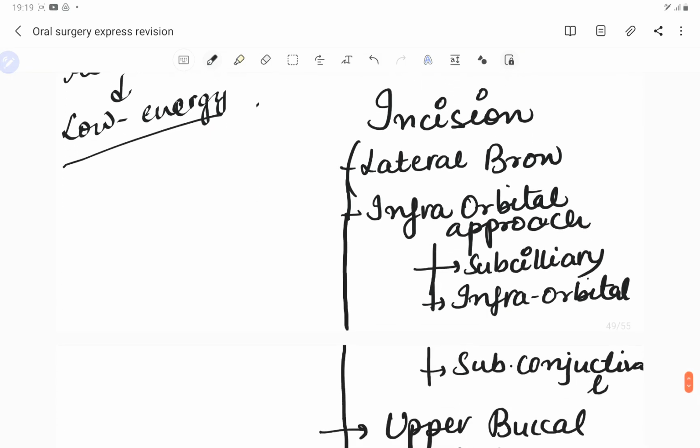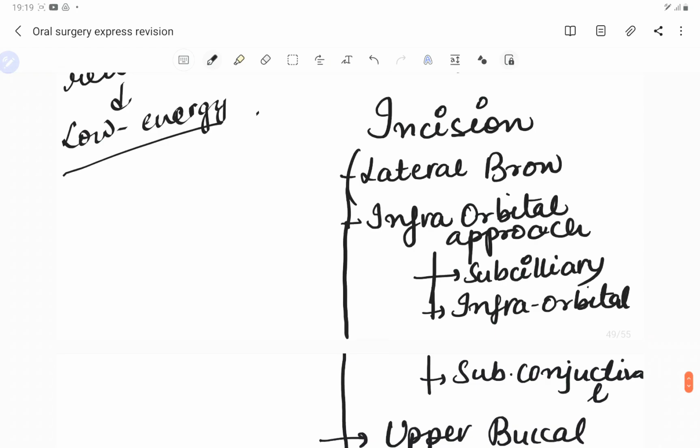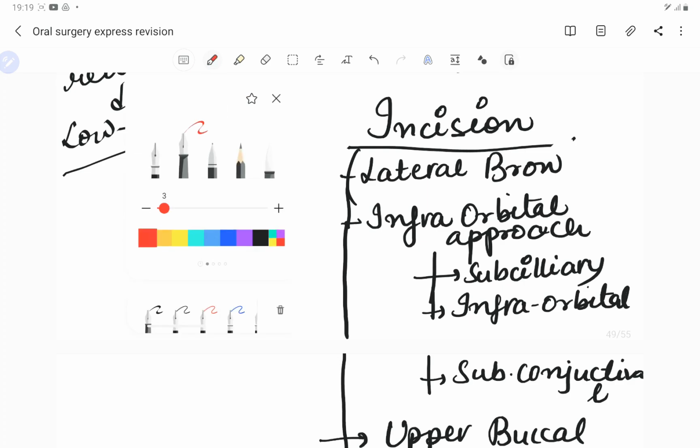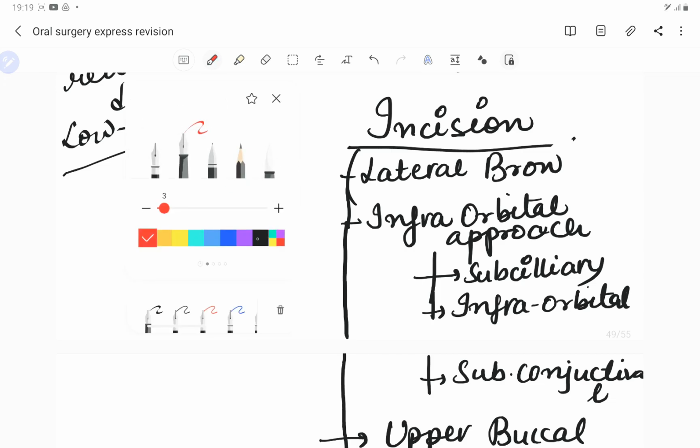Then, guys, after a few weeks, we go for internal fixation. So we do the incision for internal fixation so that we can fix the plates. One of the methods we can go for internal fixation is the Brough method, wherein we are reaching the orbital floor and the zygomatic arch from the lateral eye. Then we have got the infraorbital approach.